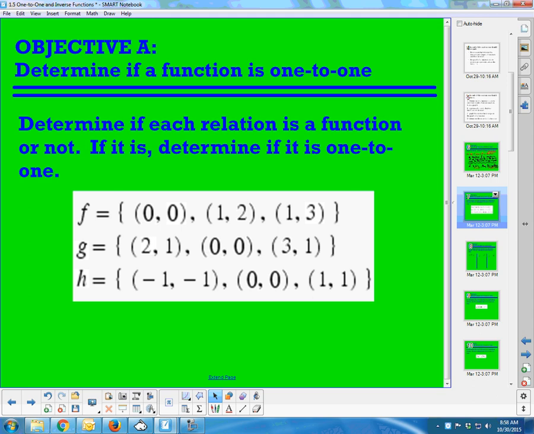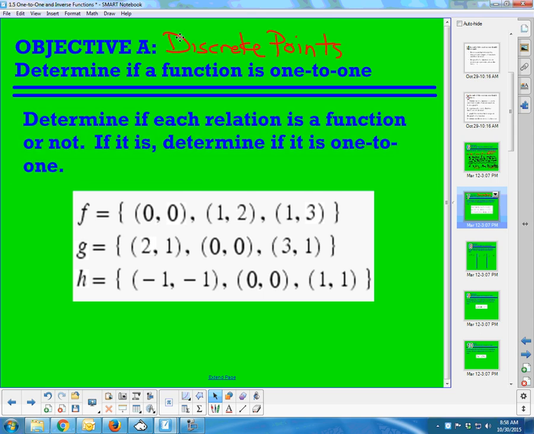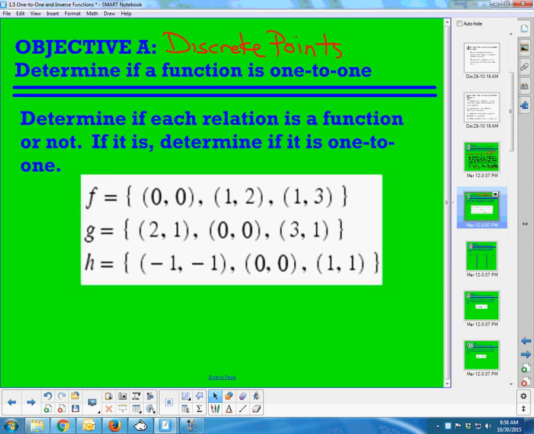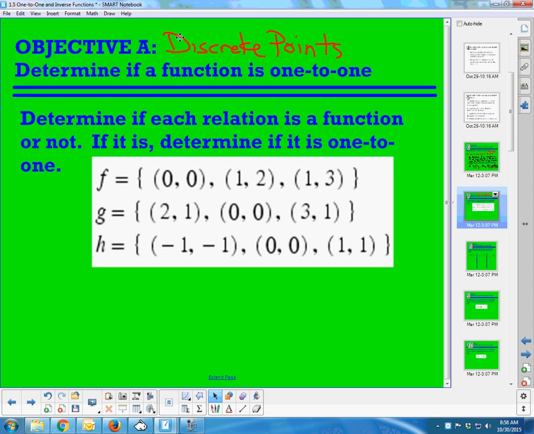So we're going to start here by looking at determining if these functions are also one-to-one functions. This is going to be used for discrete points. Listing ordered pairs is one way of representing a function. So we're going to determine if each relation is a function or not. If it is, then determine if it's one-to-one. There are two conditions for a function to be one-to-one. First, it has to be a function.